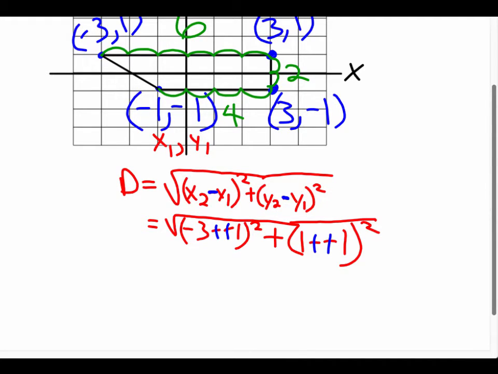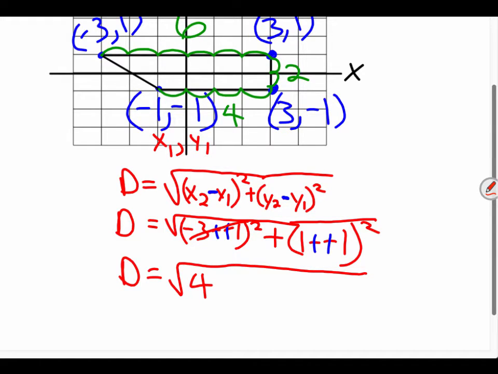So in my next line, I get that the distance is equal to the square root of negative 3 plus 1 is negative 2. Negative 2 squared is actually 4. Plus 1 plus 1 is 2. 2 squared is 4. So I have the distance is the square root of 8. Now 8 could be reduced, right? So if 8 could be reduced, how do I do that?